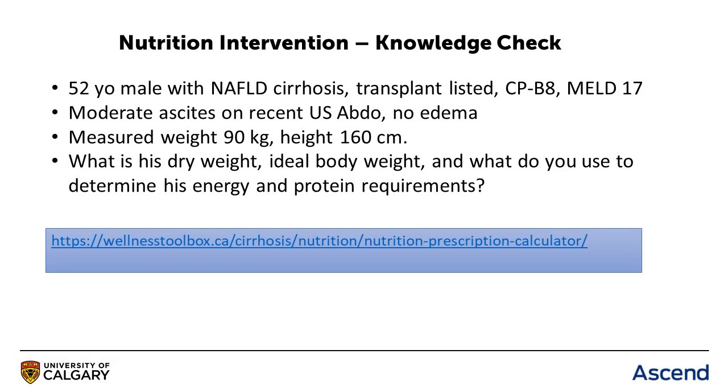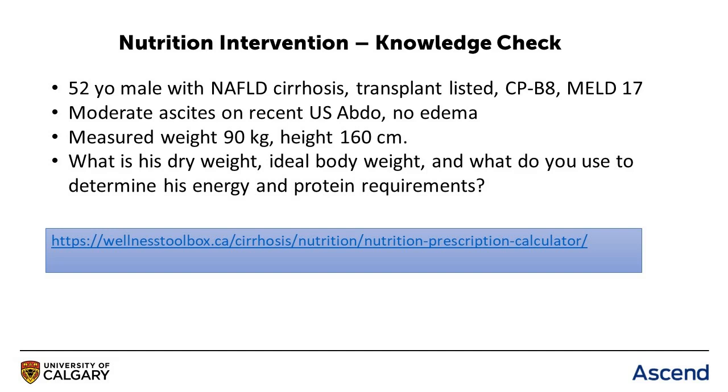Typically I see patients on the first day of their transplant assessment, which is the same day they get their imaging done. So that's beneficial to me. So moderate ascites on that day. We measured him, he was 90 kilos, and his height was 160 centimeters. If everybody wants to play around on the calculator again, what is his dry weight? What is his ideal body weight? Because he is an overweight or obese patient, which the calculator will tell us. And what do you use to determine his energy requirements?